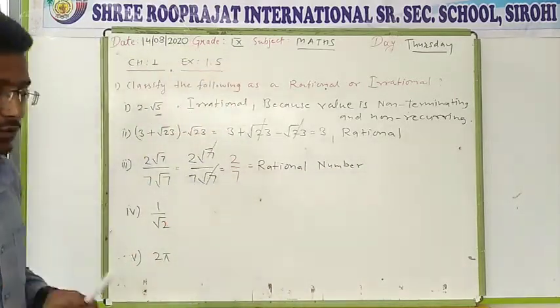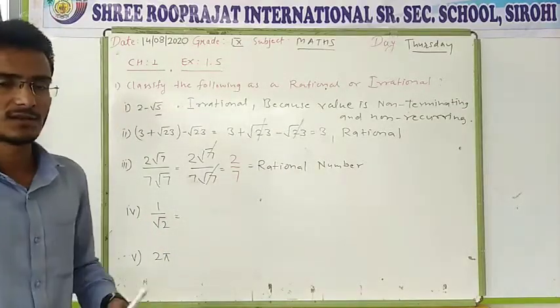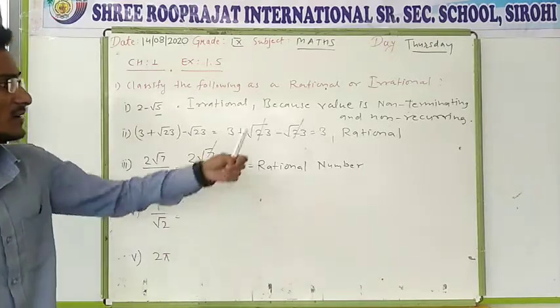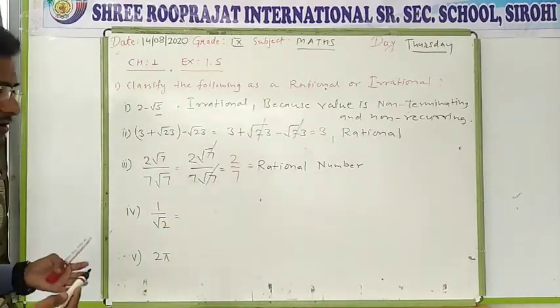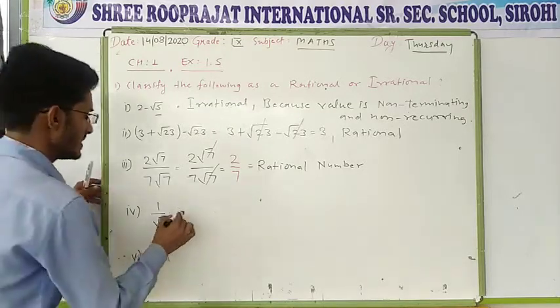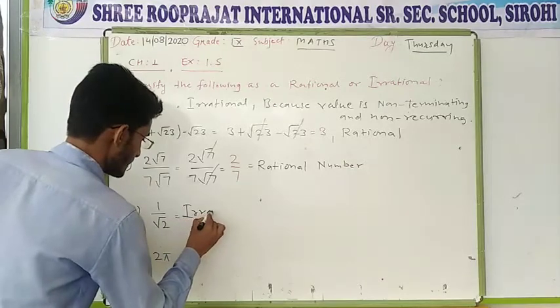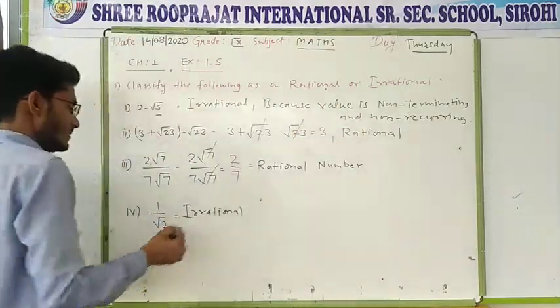Next one, 1 by root 2. As we know, the value of root 2 is non-terminating and non-recurring. So the value of 1 by root 2 will also be non-terminating and non-recurring. So it is an irrational number again. We will write a complete line.